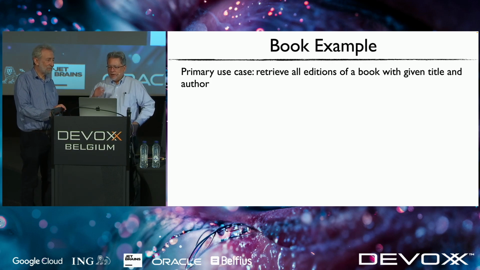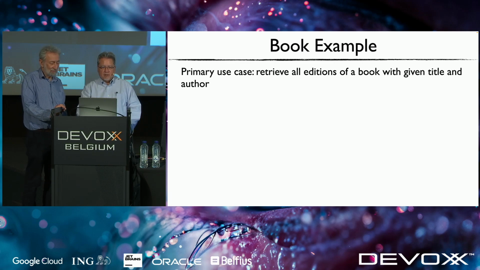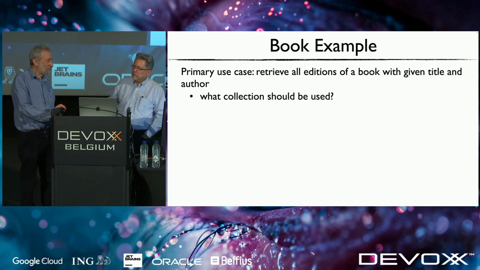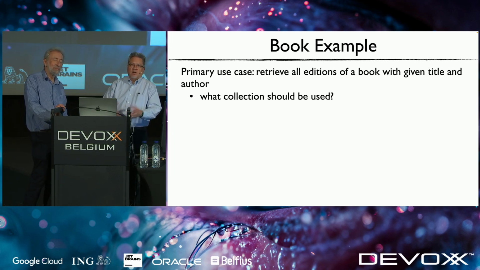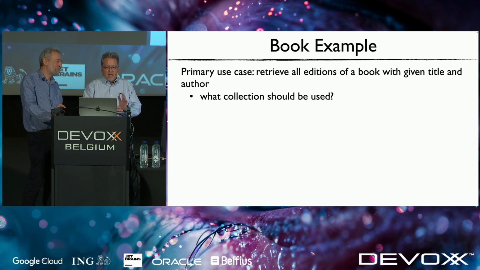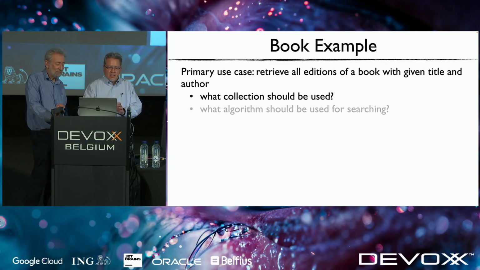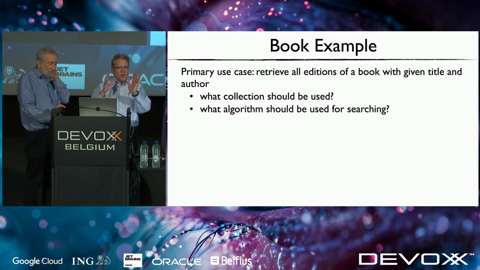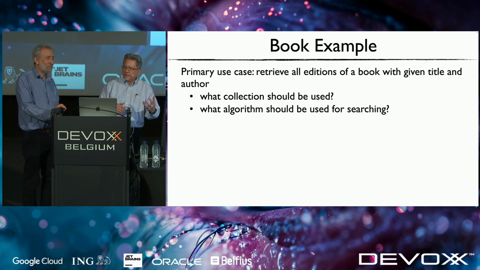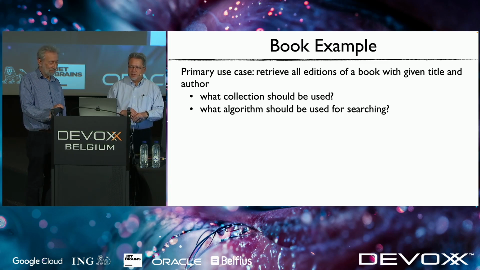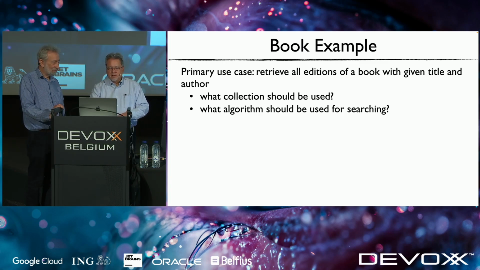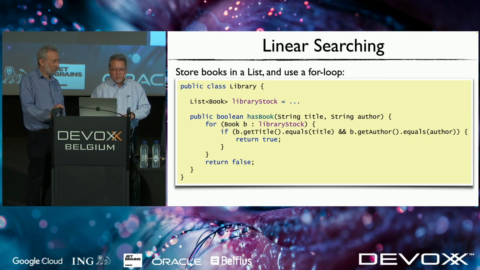So what questions would we want to talk about in the design here? First of all, what collection should we store this in? Because you have a bunch of books, you want to store them in a collection somehow. And then if we're asking a question, that's going to involve some searching. So do you have this book? We're going to have to think about searching that collection, and so what algorithm are we going to use for searching?